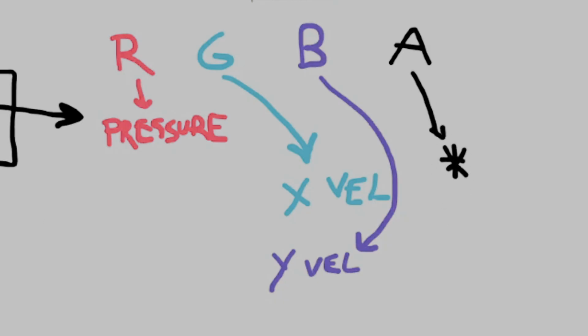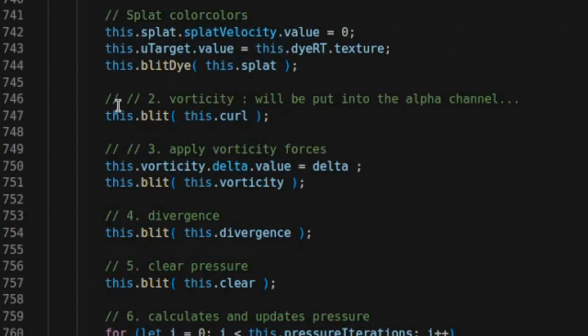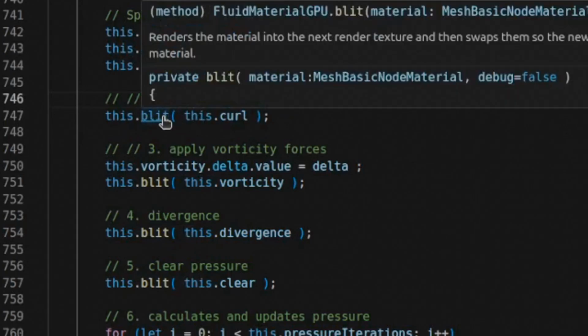Okay, so the curl shader finds the swirliness. But finding it is one thing. How does that swirliness actually affect the fluid? How does it make things move? Does it just sit there as data?